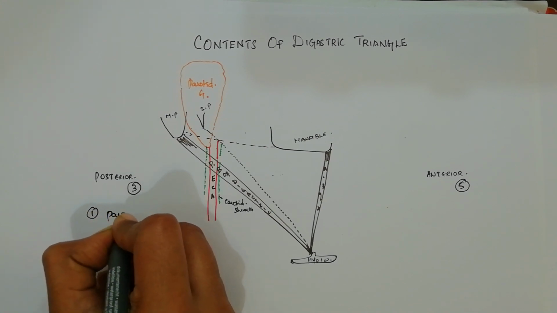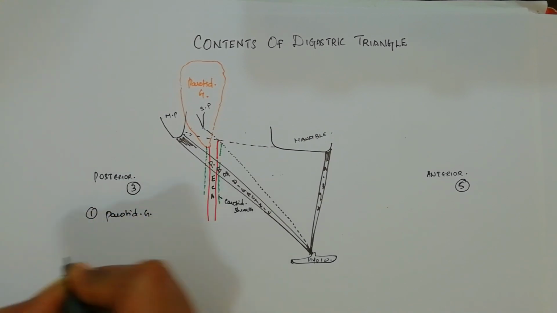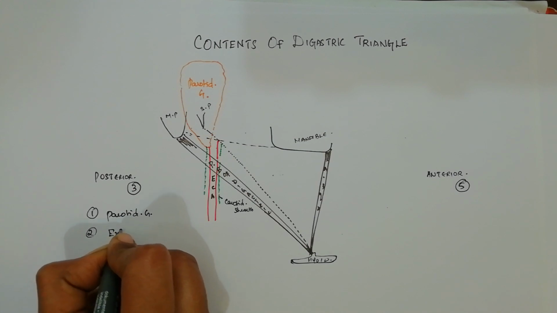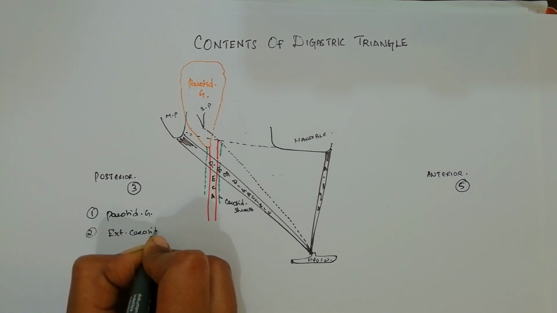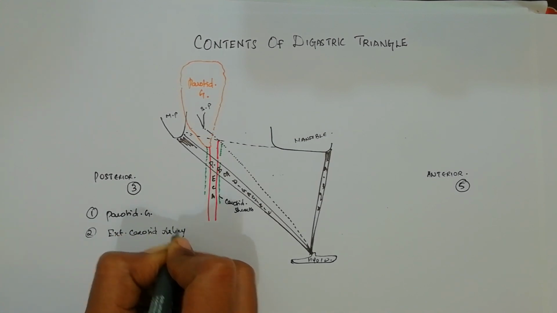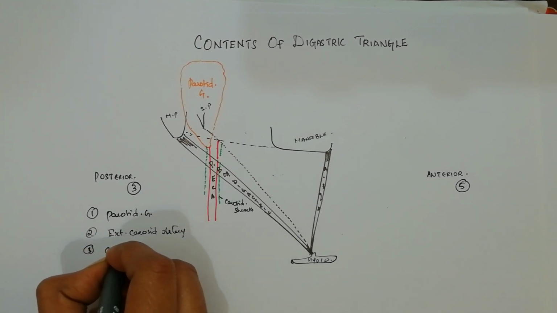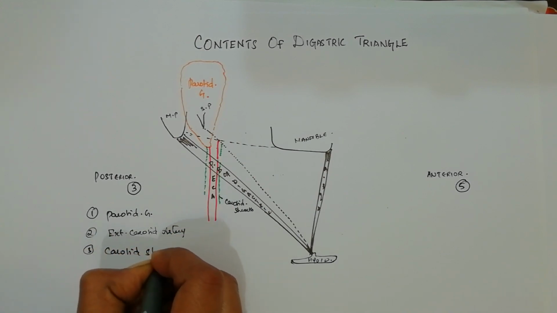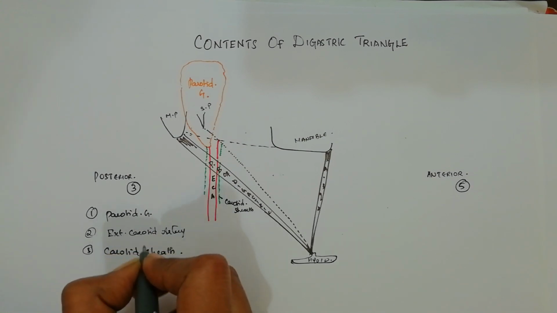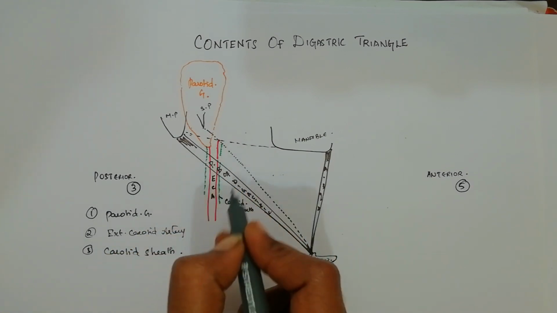Here you remember we have got 3 structures in the posterior aspect. One is the parotid gland. Second is the external carotid artery. And the third one is the carotid sheath. So these are the three important structures in the posterior aspect.